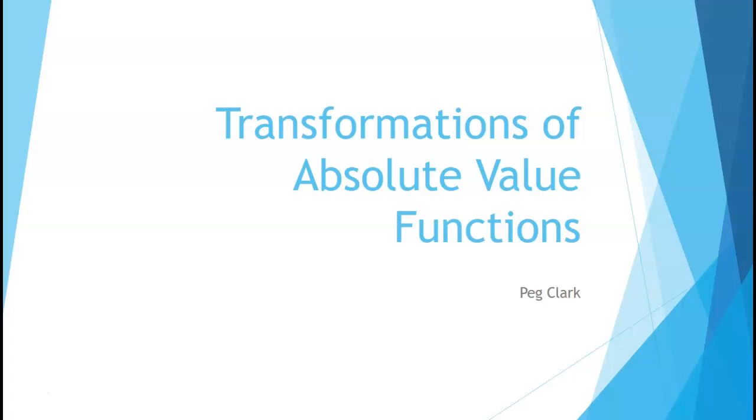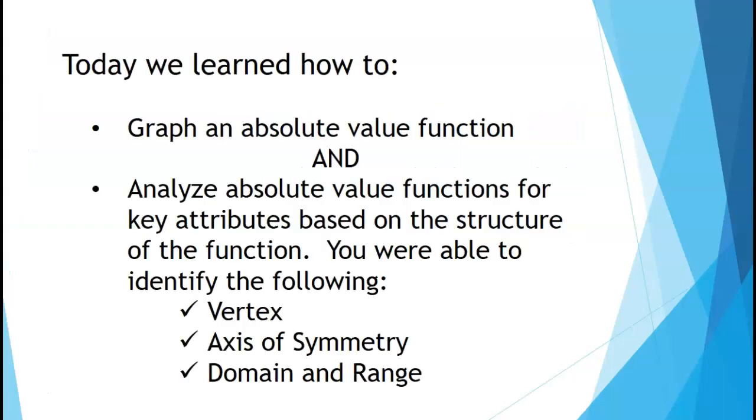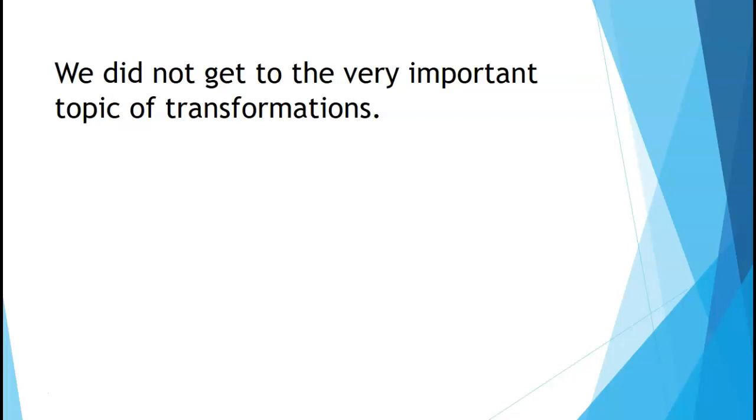So today we're going to talk about transformations of absolute value functions. Today we did learn how to graph an absolute value function and how to analyze key attributes based on the structure of the function. Now, we did whiteboard practice and you all showed me that you can find the vertex, the axis of symmetry, and the domain and range. So good for you. Those are going to be very valuable lessons now and all year in Algebra 2. But what we didn't get to was transformations.